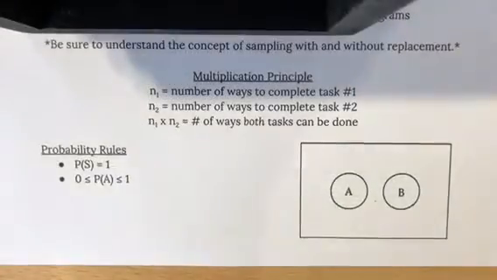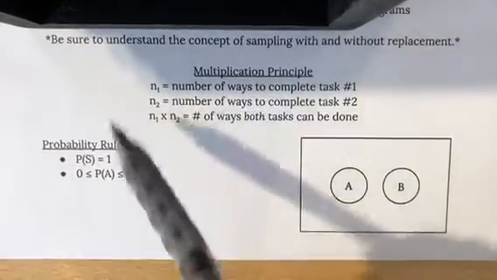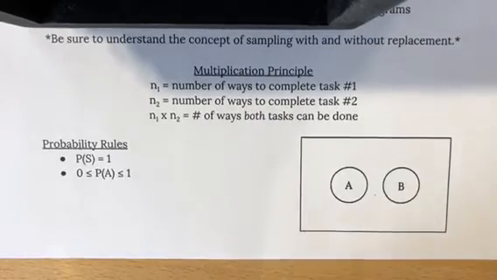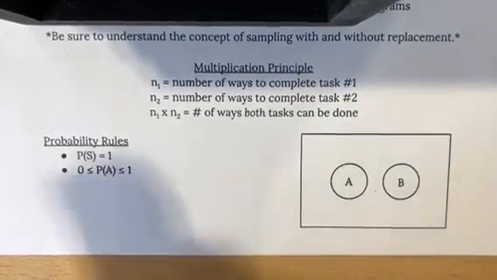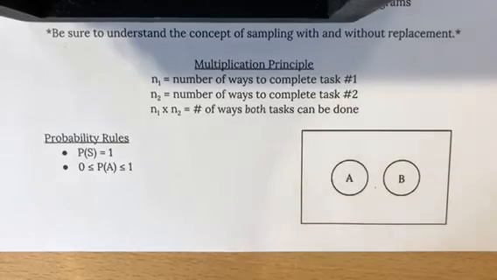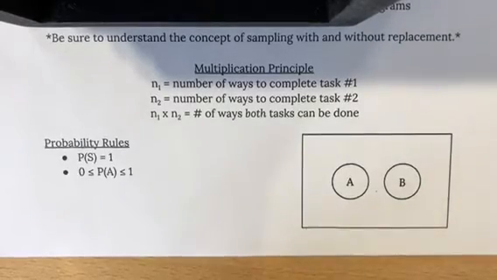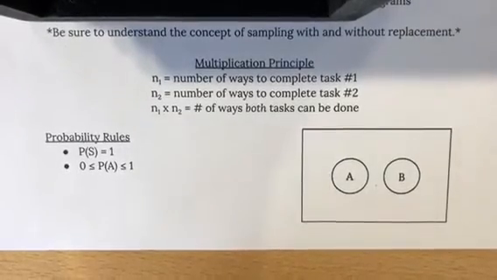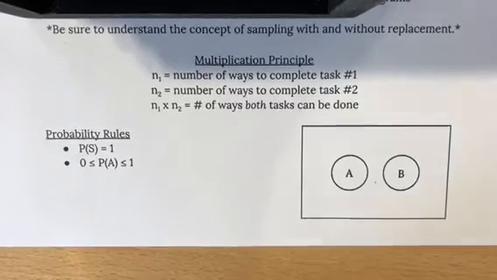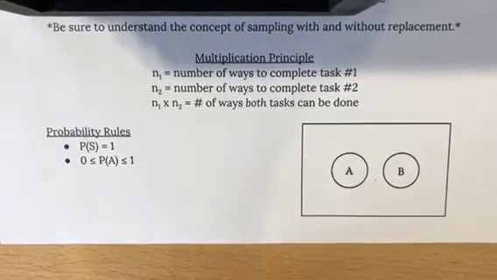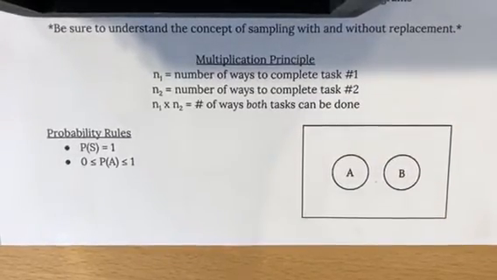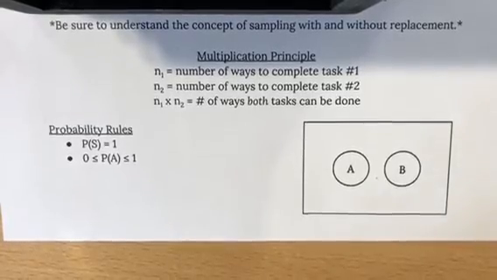So in order to understand, you should know the concept of sampling with and without replacement. For example, using a deck of cards, it's a matter of if you put the card back in, which is replacement, and without replacement is if you take the card out. The multiplication principle: N1 is the number of ways to complete task 1, and N2 is the number of ways to complete task 2. So N1 times N2 is the number of ways both tasks can be done.